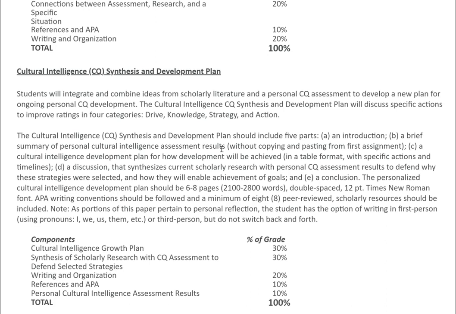It would be Drive. According to Livermore 2018, cultural intelligence drive is this. My results of my cultural intelligence drive with these 4 subcategories are this, this, and this. According to Johnson 2019, these results are low because of this. So I'm just making stuff up on the cuff.